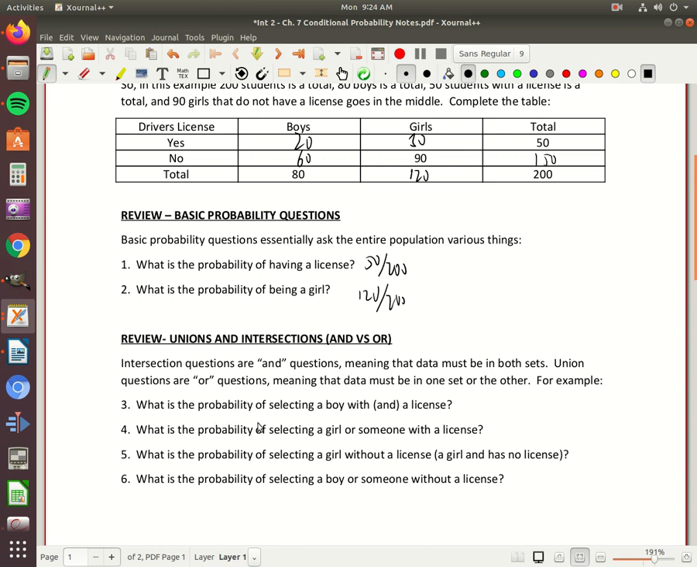So for example, what's the probability of selecting a boy with a license, or a boy and a license? So they have to be a boy, these are boys, and they have to have a license. And again, if I'm saying it's an AND question, they have to do both things. So it looks like 20 out of 200. There's 20 out of 200 that are boys with a license.